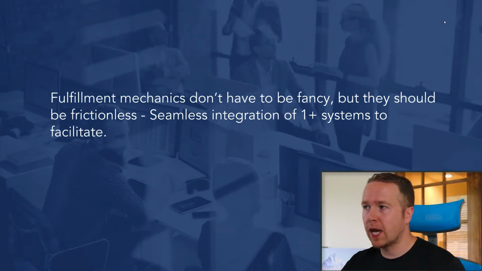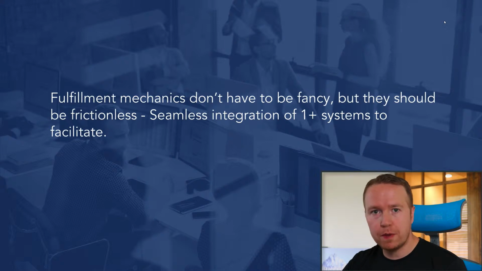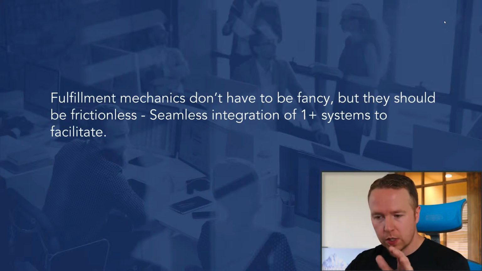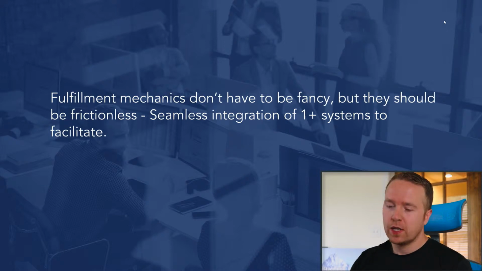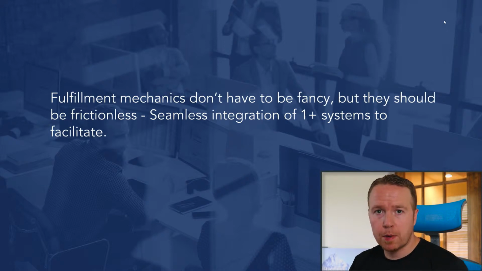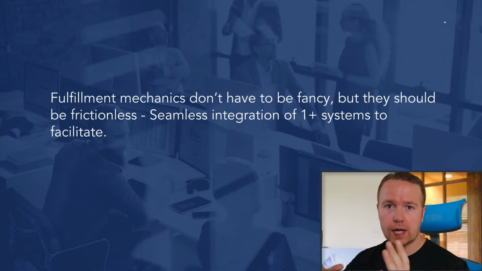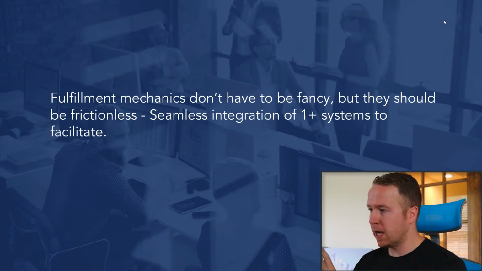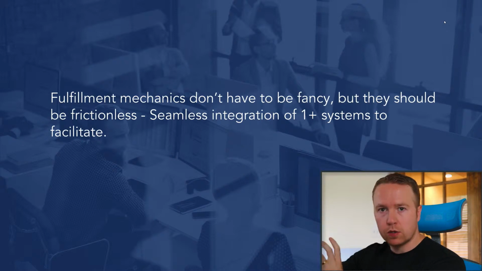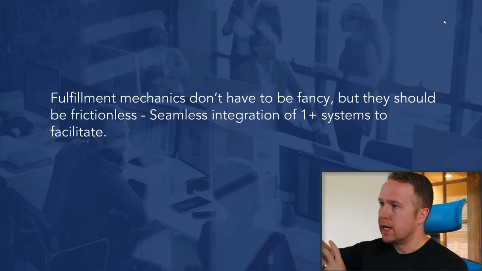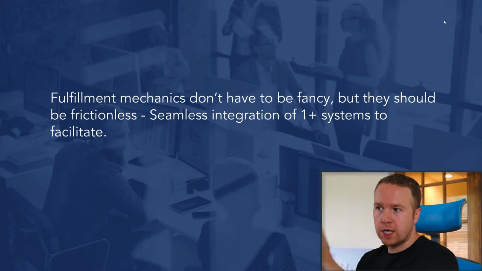Now again, fulfillment mechanics don't have to be fancy, but they should be frictionless. So always remember that when you go to integrate them, they've got to be seamless integration. Something as complex as an e-commerce system might have like 10 different working parts. You've got the marketing element of the website, the e-commerce platform, your stock control, your warehouse or fulfillment station set up.